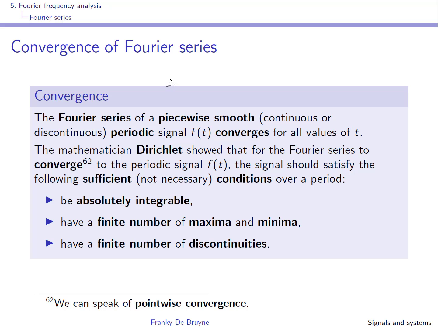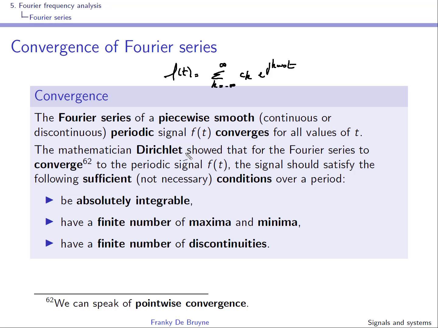So remember that we had decomposed our function f of t as a sum over k of the c_k e^(jk omega_0 t). This is the Fourier series representation of f of t, and the Fourier series will converge to f of t for all values of t as long as the function is piecewise smooth. So there can be discontinuities, but in between discontinuities the function is smooth.